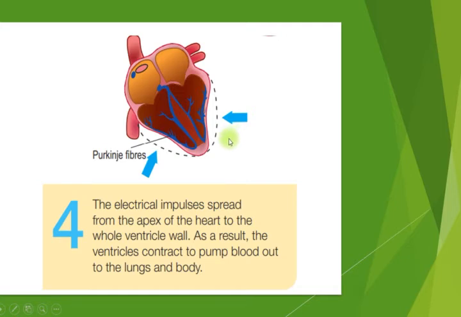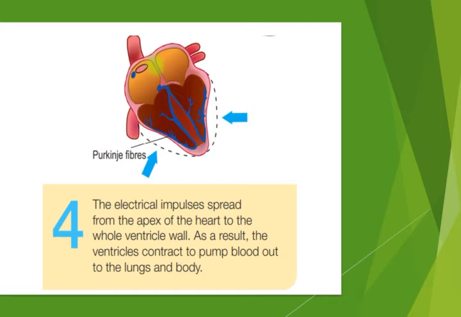I repeat, number four: the electrical impulse spreads rapidly to the whole ventricle, and it will cause the ventricle to contract. When the ventricle contracts, it will pump the blood throughout the body. That's how the heart pumps the blood throughout the body.